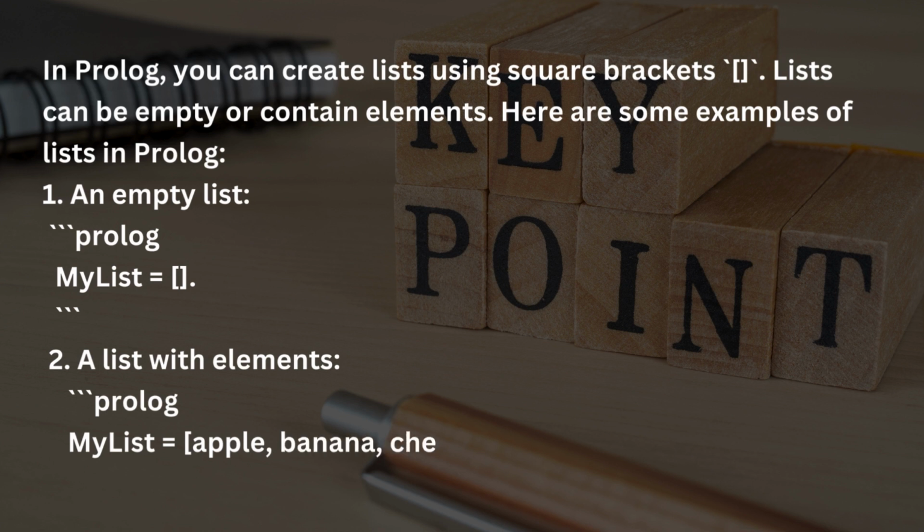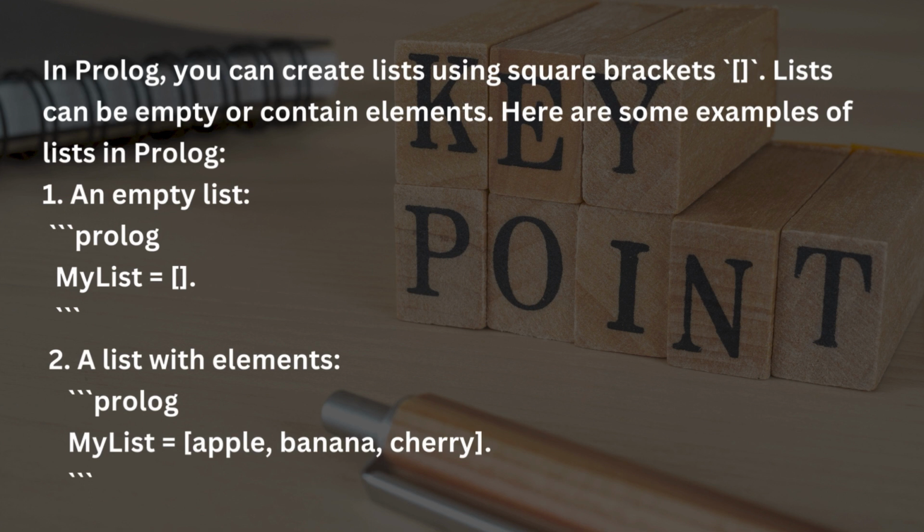An example list: how we can write a list in Prolog. Suppose the name is MyList equals this square bracket, which is an empty list. Second is a list with elements. So the name is MyList and in the square brackets you have the elements apple, banana and cherry. This is a list with elements.